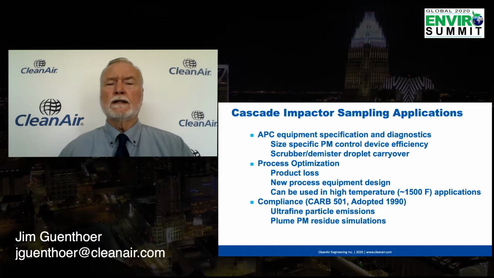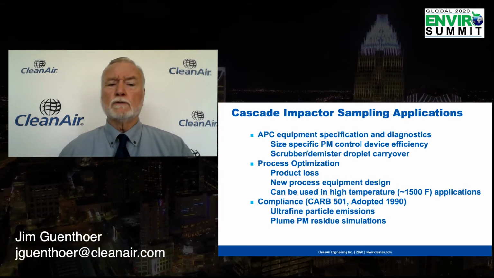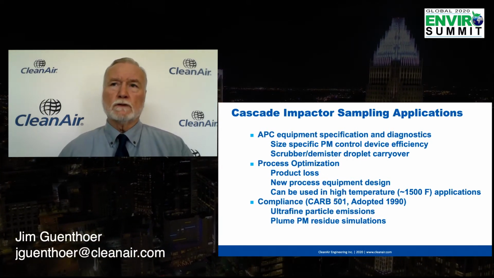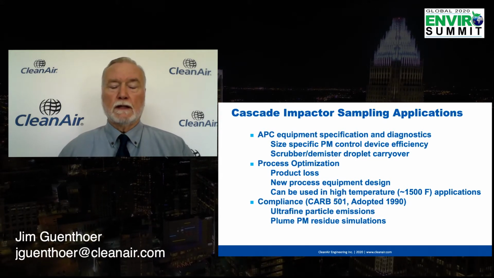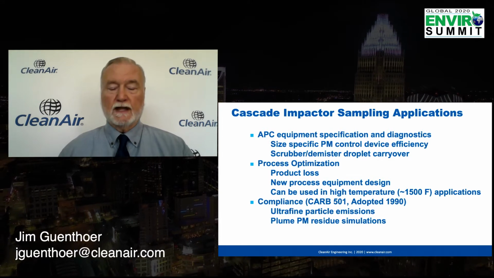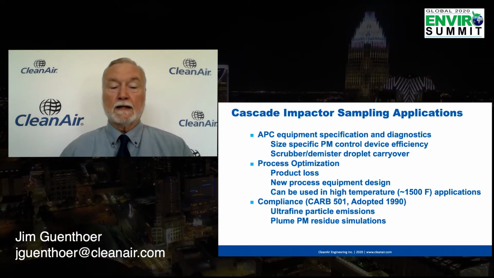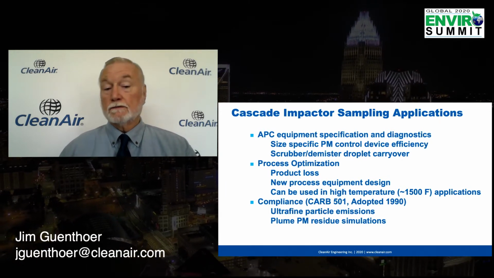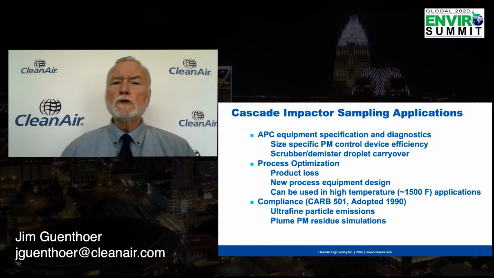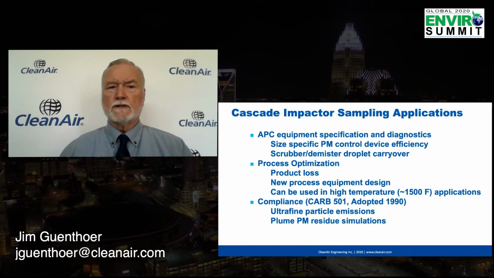In 1990, the California Air Resources Board asked Southern Research Institute and EPA to promulgate a test method to use cascade impactors as an actual official sampling device, and they did that. So CARB 501 is actually sampling a stack for particulate matter using a Cascade Impactor, because they wanted to look at ultrafine particle emissions, and they also wanted to have some idea of what a plume would look like coming from a device several kilometers downwind.